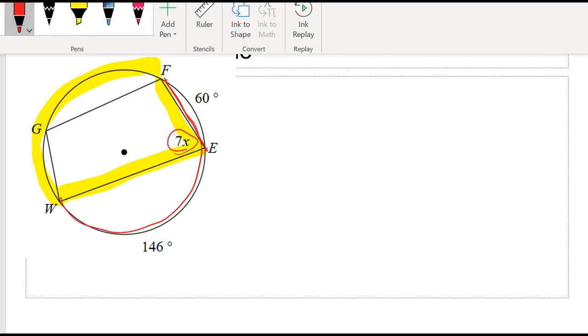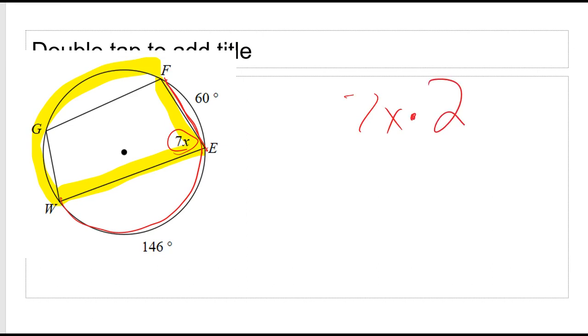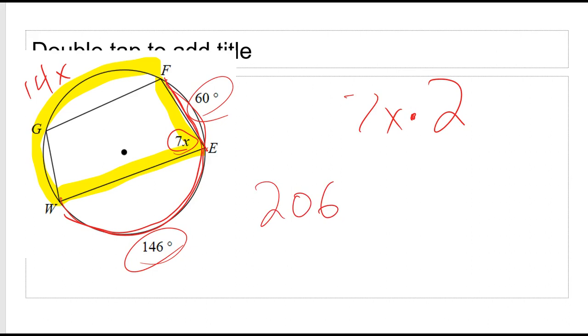So 7x times 2, what's 7x times 2? Well, that's 14x. So that yellow part is 14x. Pretty much everything else is 146 and 60, which is 206. Quick math in my head. So that means 206, if you don't agree with me, plug in a calculator to get the right thing. And 14x, they add up to the whole circle. The whole circle has to be 360.